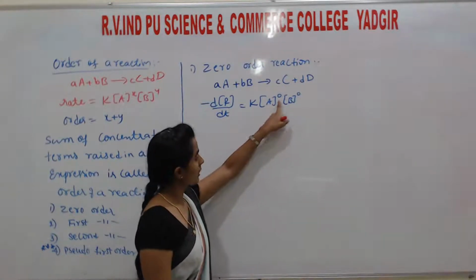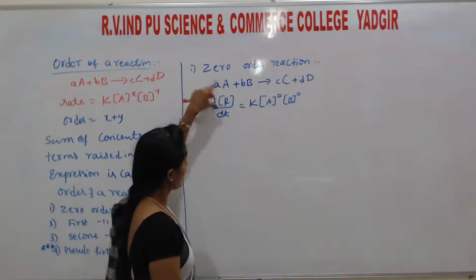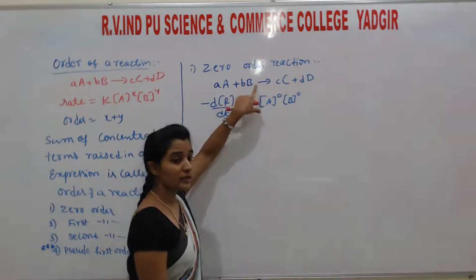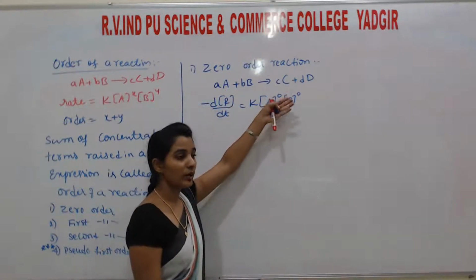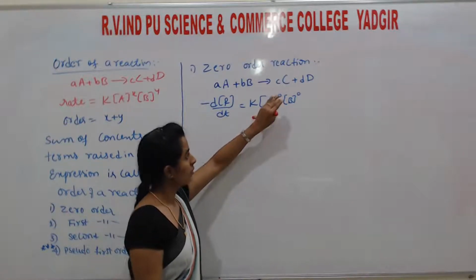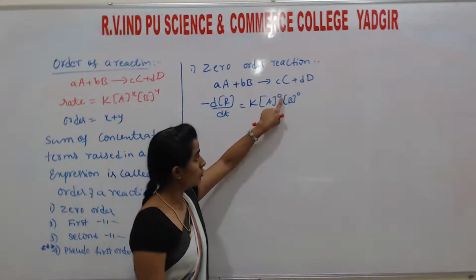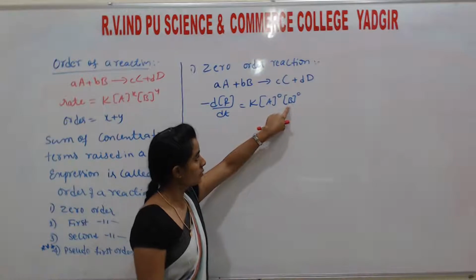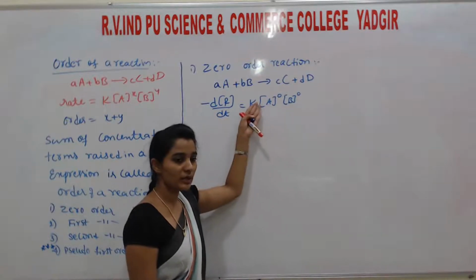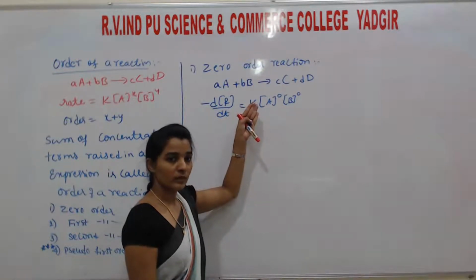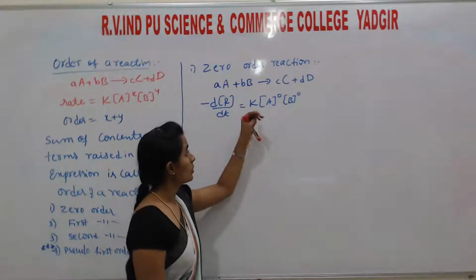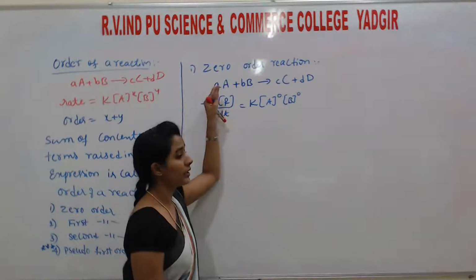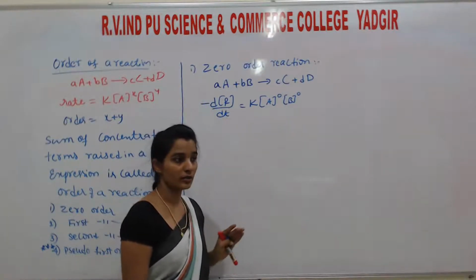If both x and y are 0, so this is completely independent of the concentration of the reactants, then what does it become? If you listen, anything to the power 0 is 1, anything to the power 0 is 1, 1 into 1 means that is k. Understand? So rate is equal to rate constant when it is a zero order reaction.